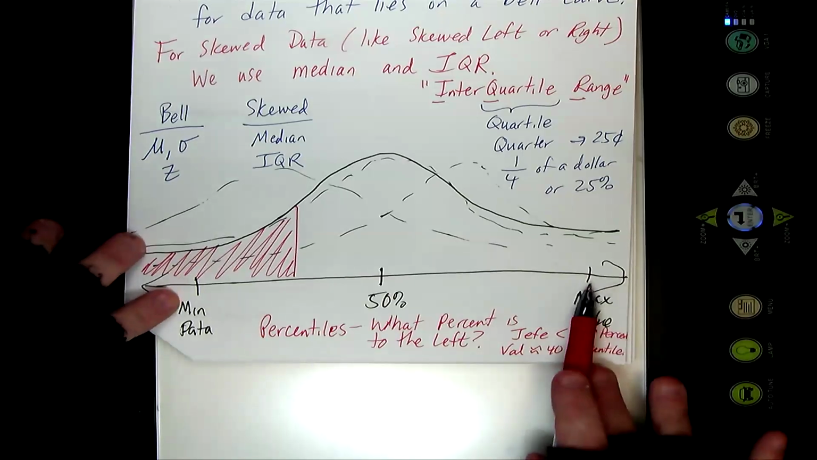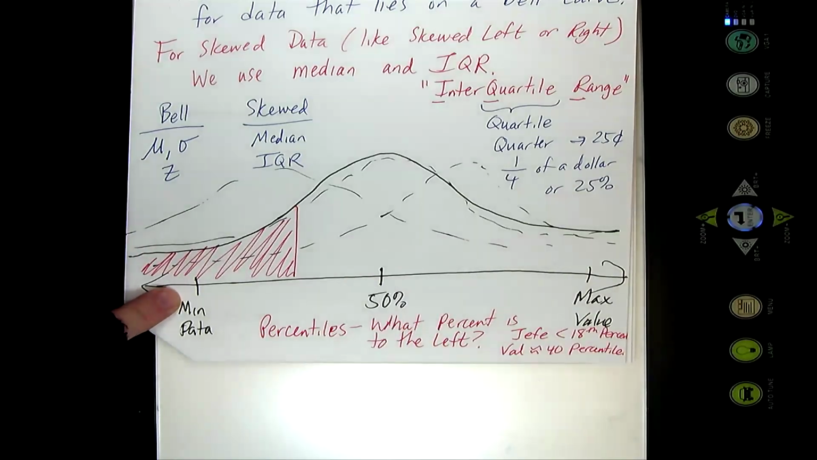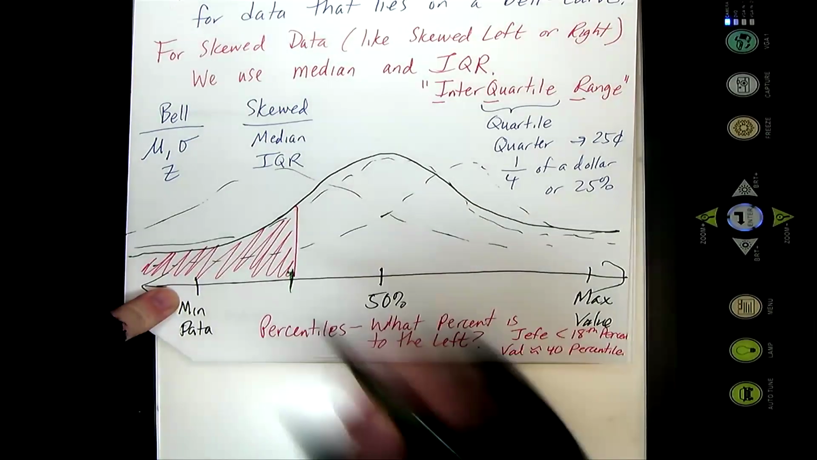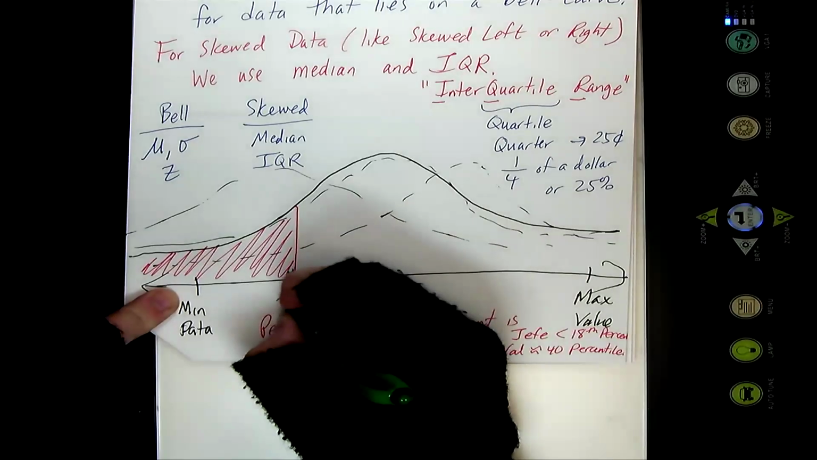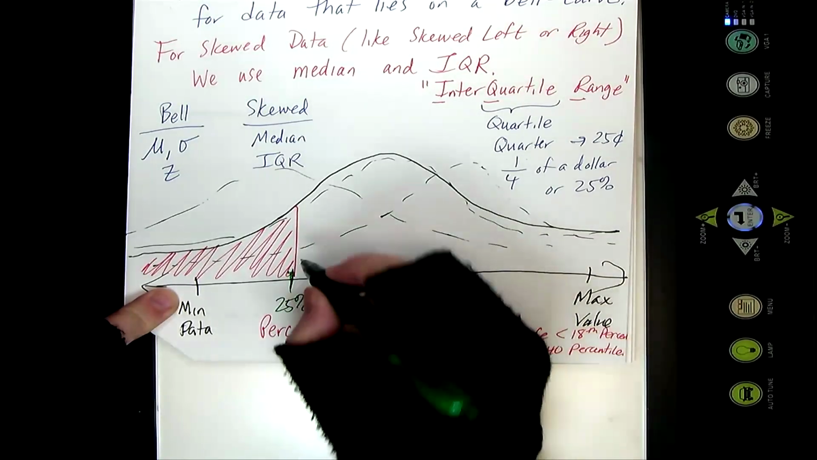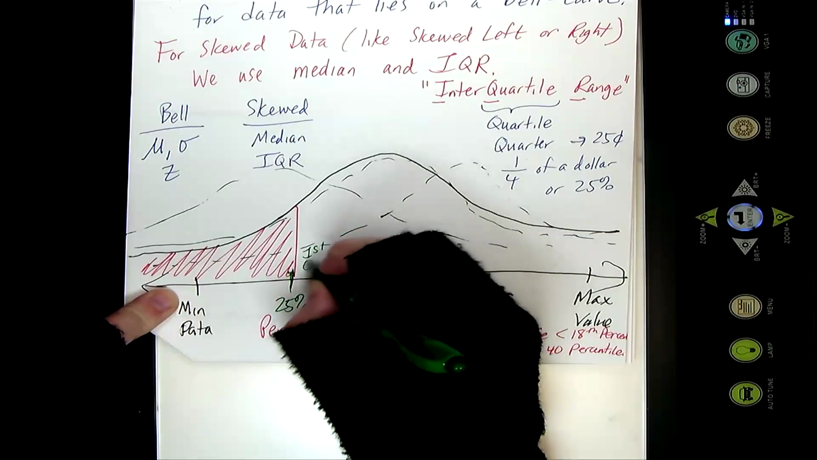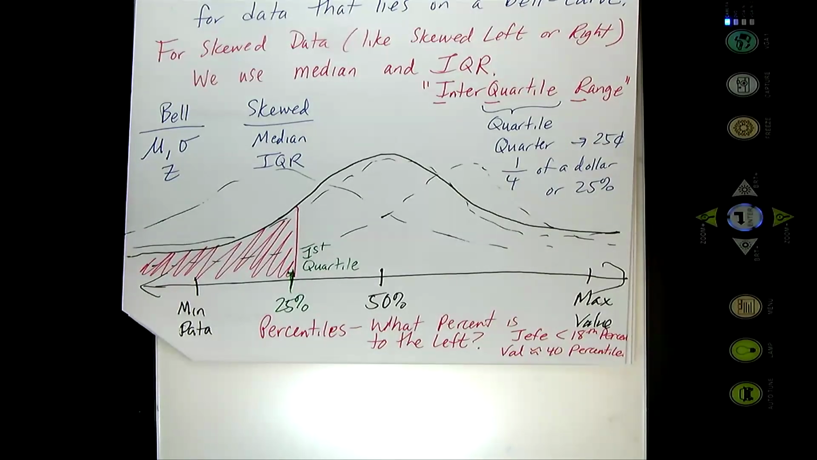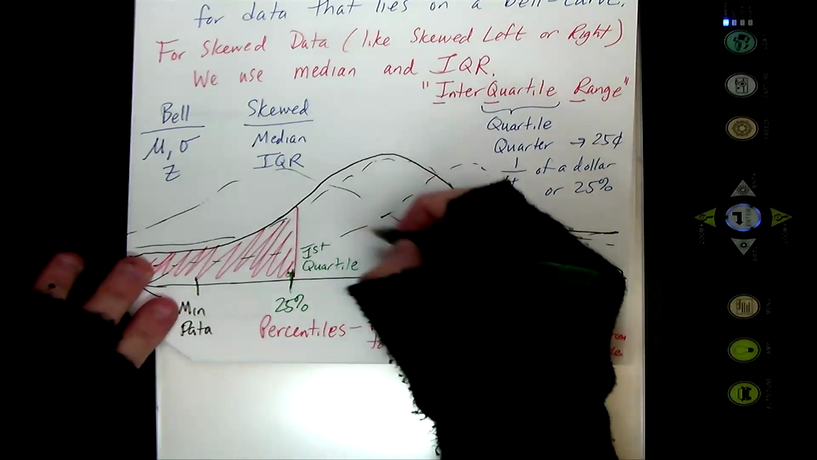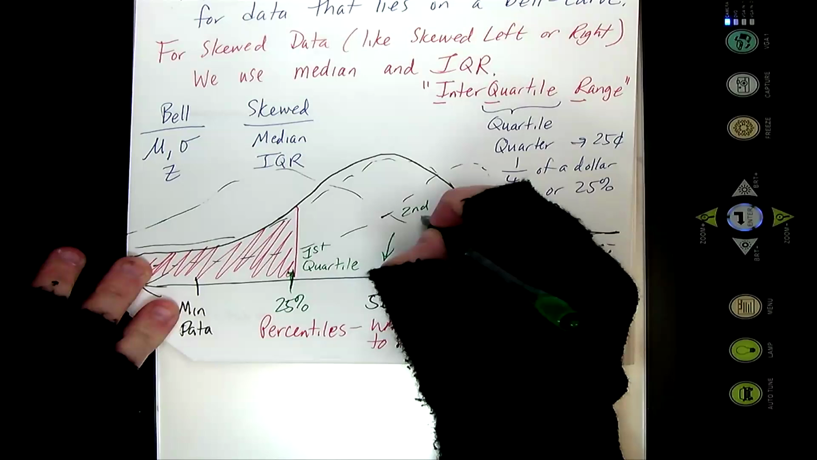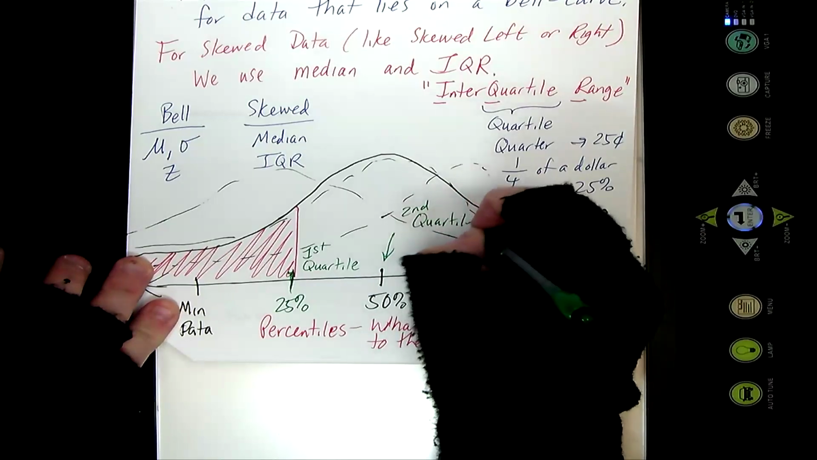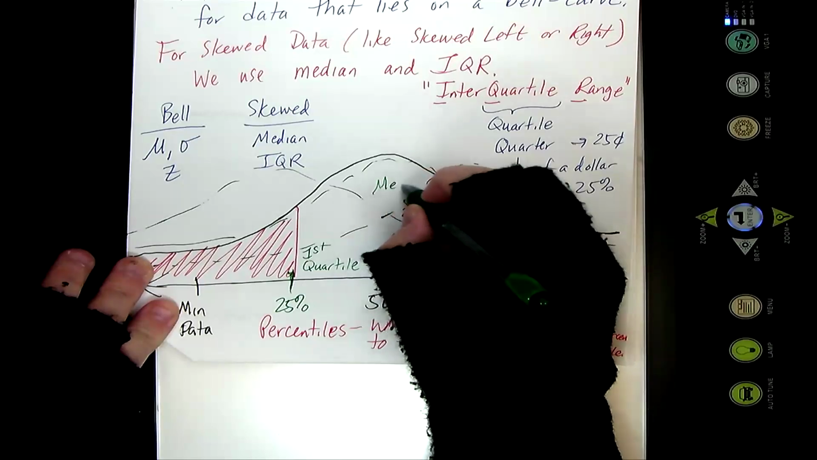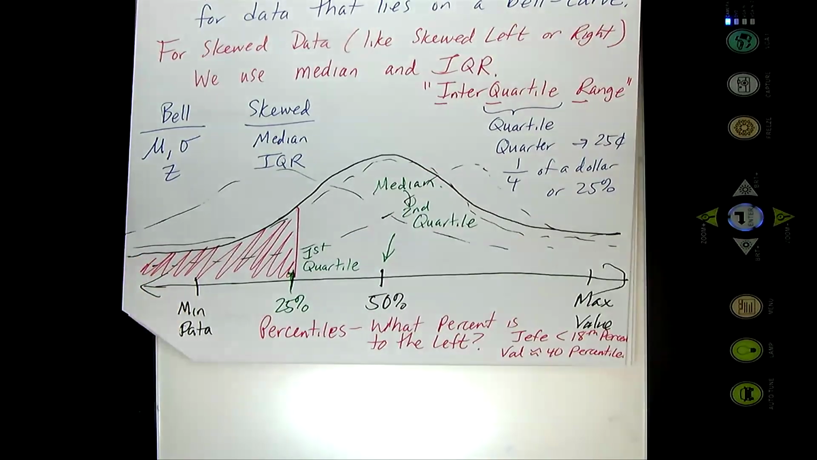So if the full thing is the whole thing, half of it is this, a quarter of it is literally halfway between the min and the 50% mark. This is the 25% mark. This is called the first quartile. So quartile is like percentile, and it represents increments of 25%. The middle one, the 50% mark, is technically the second quartile, but we just call it the median. But it is the second quartile, it's 2 times 25.